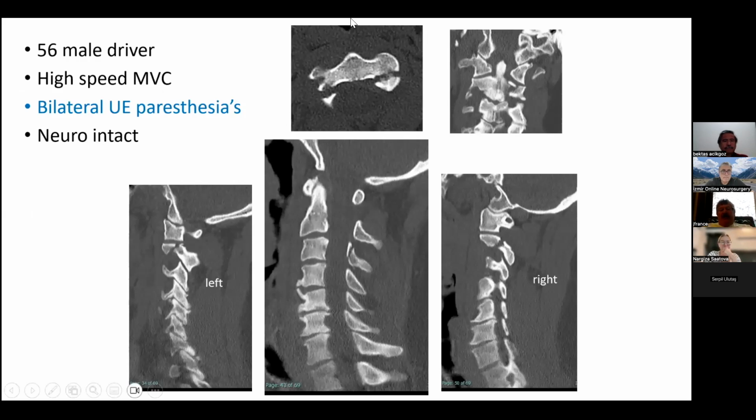I'm going to show you a case, and we'll work through this case a little bit as we work through the talk. This is a 56-year-old male driver, high-speed motor vehicle accident, whose only neurological complaint was paresthesias in his hands that persisted early in his hospital stay, as you'll see, but he was otherwise neurologically intact. You can see his fracture pattern. All these have a little bit of atypical variance, but you can see the bilateral fractures through the pars interarticularis, and this one has a little bit of fracture also into the lateral mass of C2.